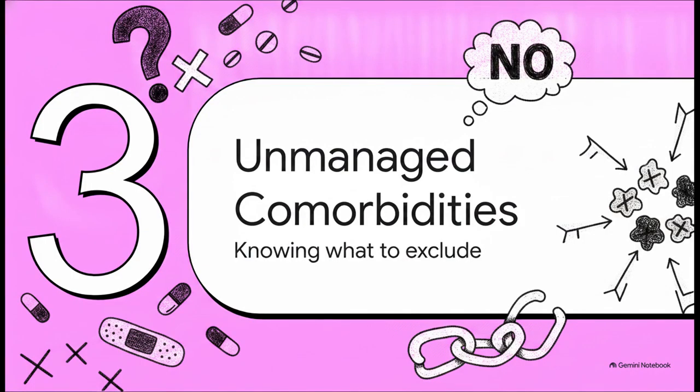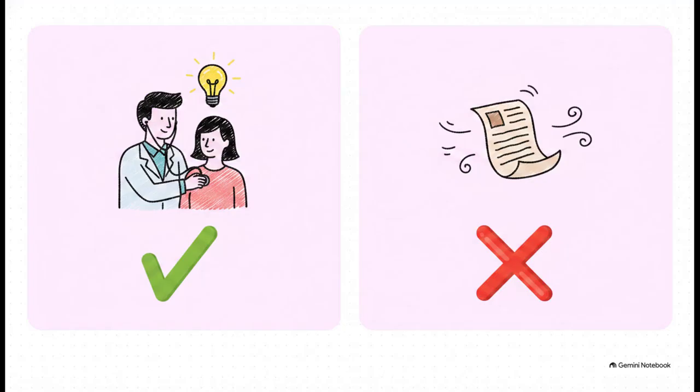Section 3. Identifying unmanaged incidental comorbidities, knowing what to exclude. So, having defined what counts, we now have to turn our analytical lens to the exact opposite end of the spectrum.